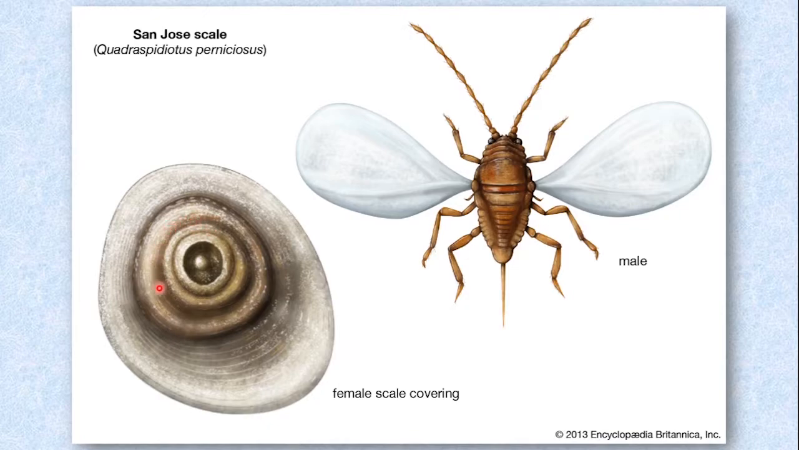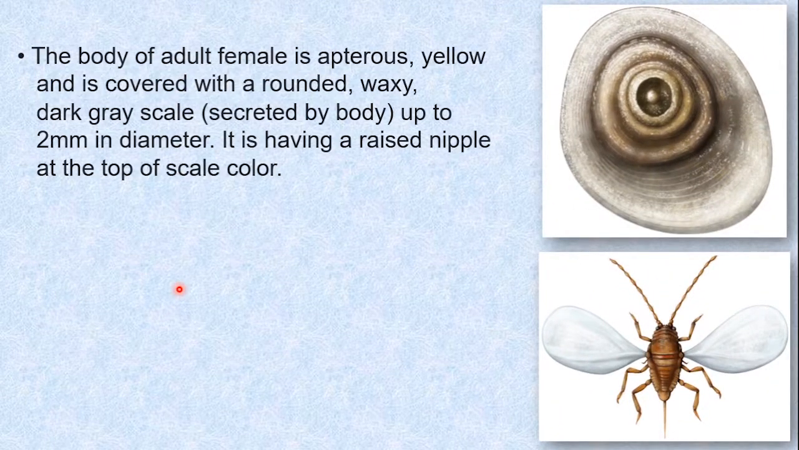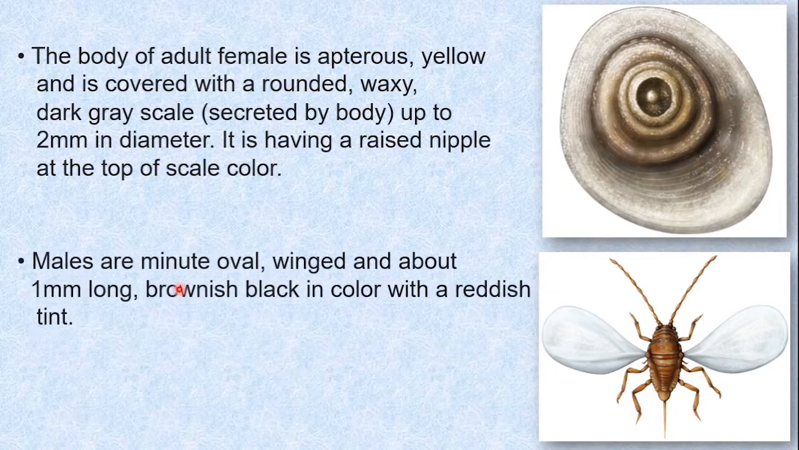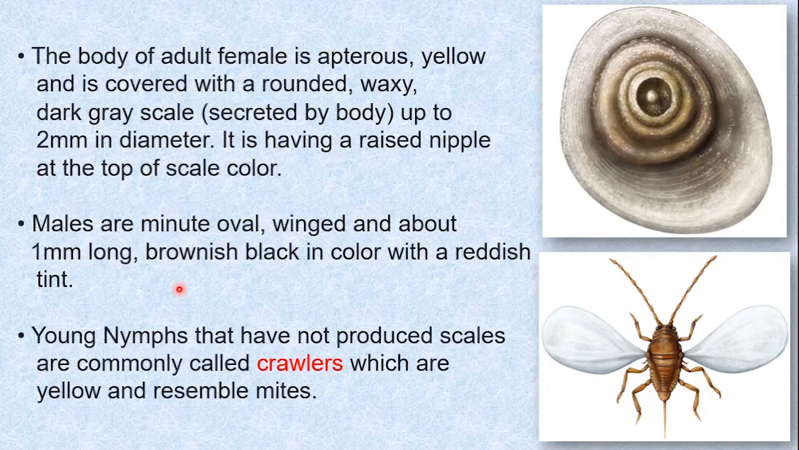It is covered with various dark grayish scales, and at center there is a bulged structure which is called a nipple. So as you can see, female is apterous and covered with these rounded waxy secretions forming these scales, whereas male has a rounded body and all the typical characteristics of insect.